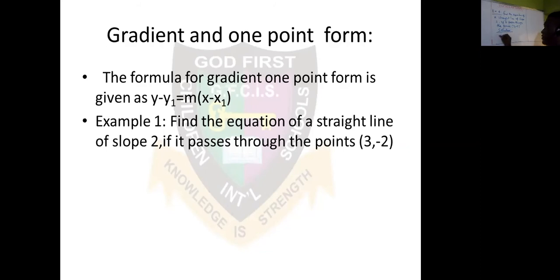Solution. The formula for this is y minus y1 is equal to m into x minus x1. Anytime you are given one point and the slope or gradient. When they say slope, they're actually talking of the gradient. So moving to the bigger board.